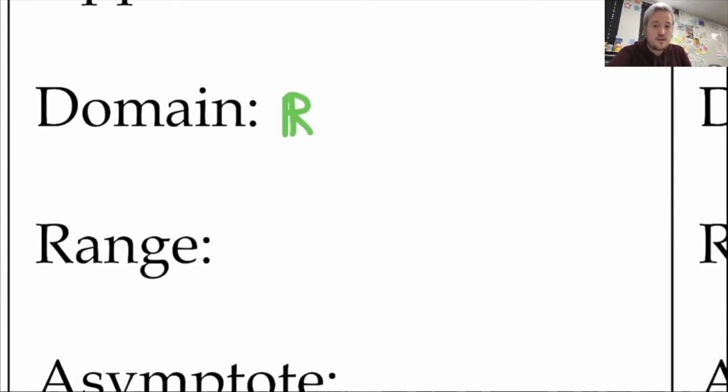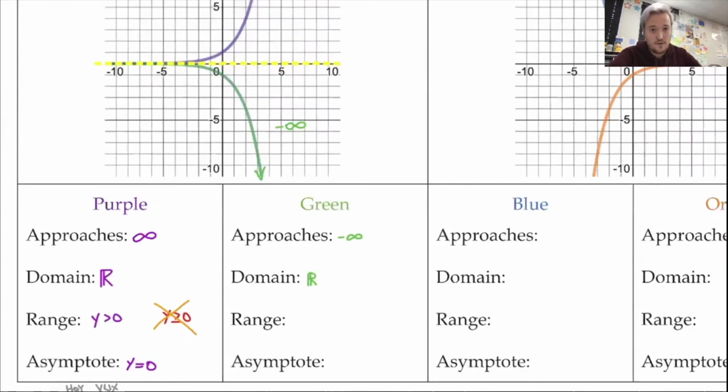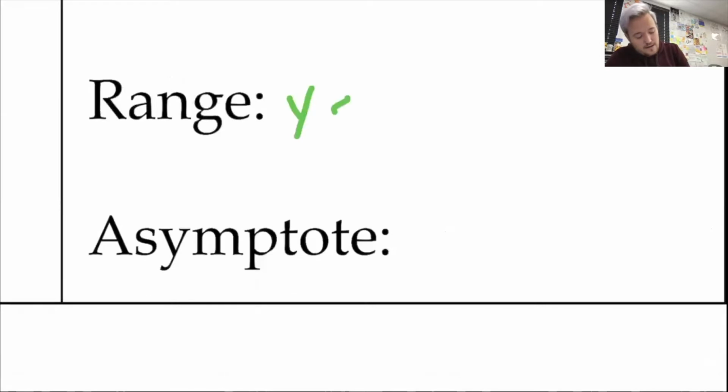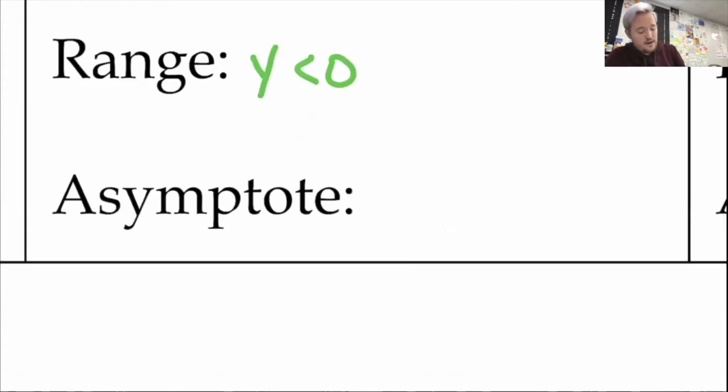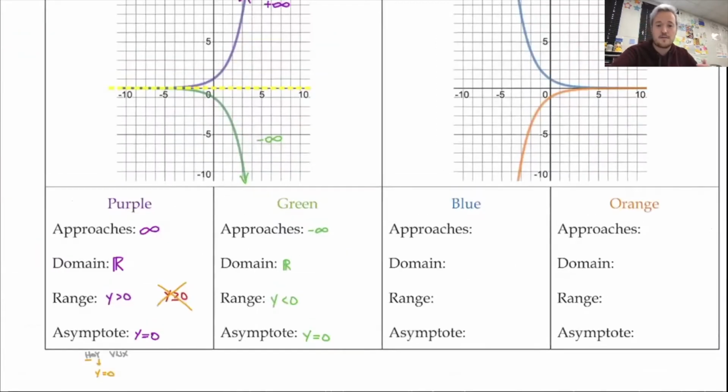All right, your range, in this case, instead of being above the x-axis, is now below the x-axis. So in this case, your range is y less than zero. Once again, it's not less than or equal to, it's just strictly less than. Now your asymptote is still going to remain the same. It's still y equals zero. It's getting closer and closer to zero, but it doesn't actually equal zero.